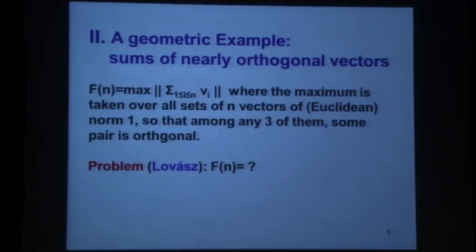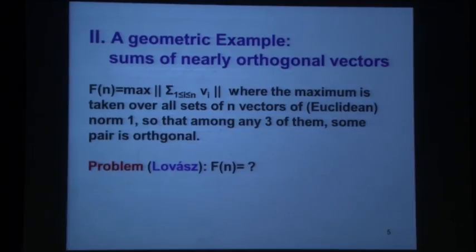So consider the following problem. It's a kind of an extremal problem in Euclidean geometry, if you want. I denote by f of n the maximum possible value of the norm of a sum of n unit vectors. So we are in Euclidean space. We take n vectors, each of them of unit length, and we want the sum of them to be as large as possible in norm.